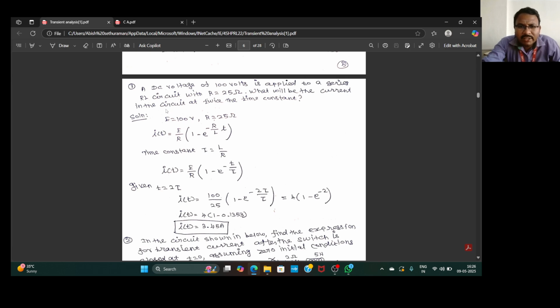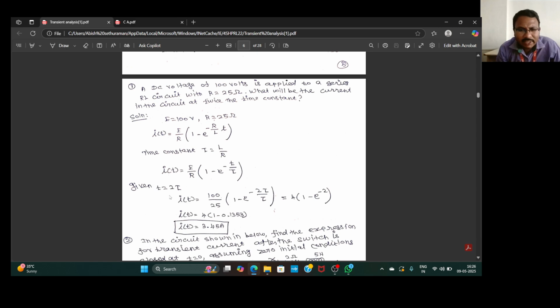What will be the current in the circuit at twice the time constant? Here the voltage E equal to 100 volt is available, and R equal to 25 ohm is available. So we know the condition I of t equals E divided by R into 1 minus e power minus R divided by L into t. The time constant tau should be defined, that is L by R.